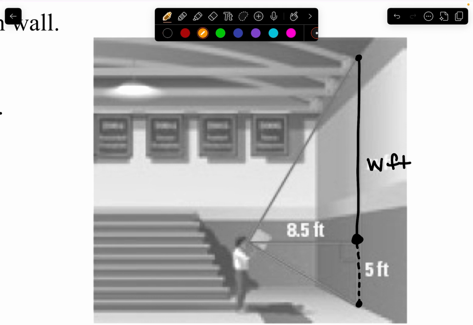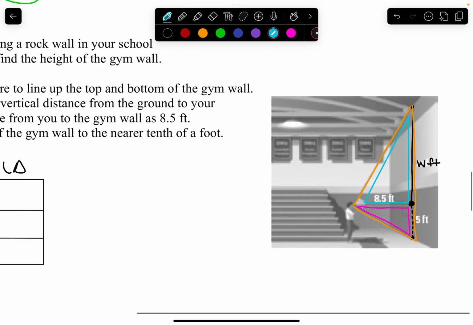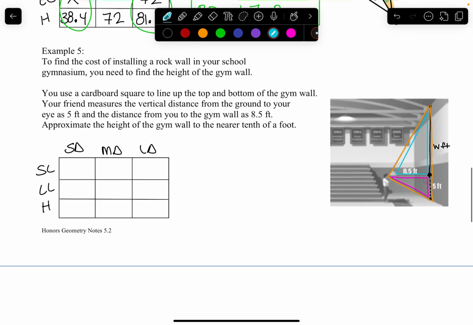So what I need to do is I'm going to do this in this color here. So here's my large triangle. I've got my small triangle here, and I've got my medium triangle here. That's good enough. Okay, I'm going to use that information and fill out my table.